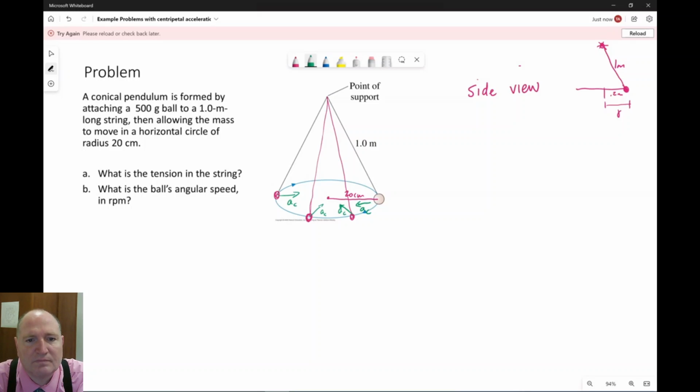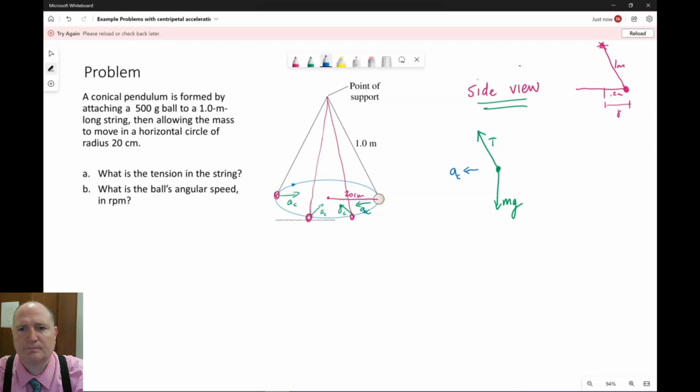In my picture, this side view, I'm choosing the moment in time when the ball is at the far right in my view. At that moment in time, I know the tension points up and to the left towards the point of support. I know the force of gravity points straight downwards. The centripetal acceleration points to the left at this moment.